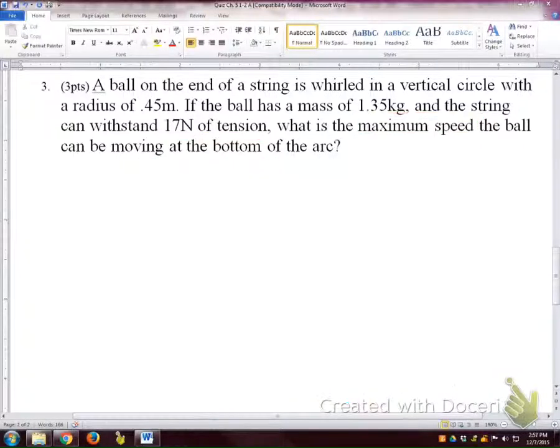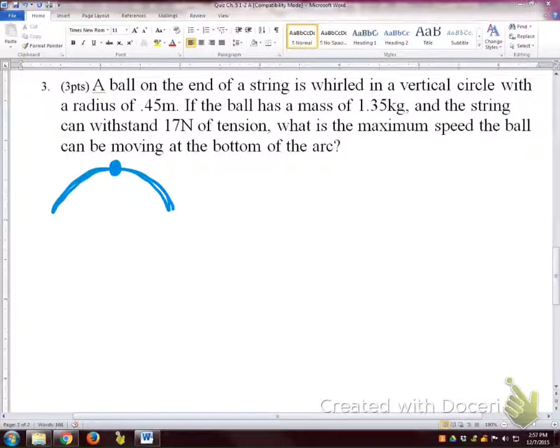Something else that I want to do with this problem is look at the maximum speed at the top of this particular arc. I want to look at the same situation, but at the maximum speed it can be moving in order to keep in its circular path at the top of its motion, so that the string doesn't break. So let's find the maximum speed at the top of its motion rather than at the bottom.